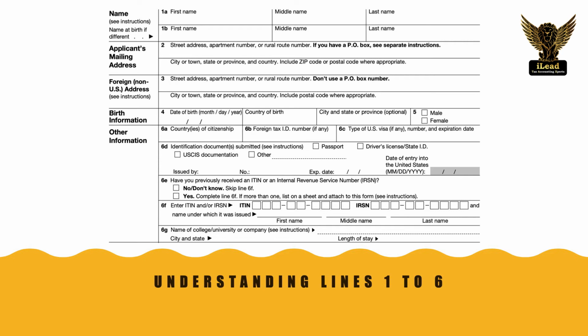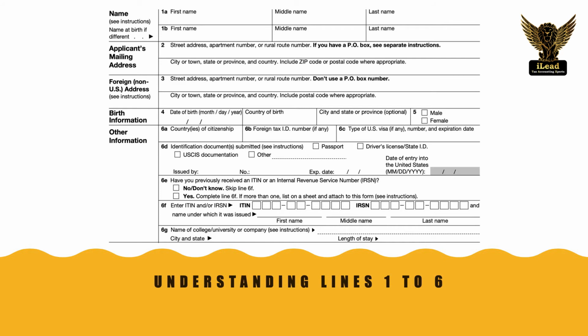So let's say you're a dependent spouse or a dependent kid of an H1 taxpayer, then the type of US visa for their dependents will be H4, so put the type of visa as H4, put the H4 visa number there and put the expiration date, and then you see the identification documents on 6D. You have passport, driver license, state ID, USCIS documentation and all.